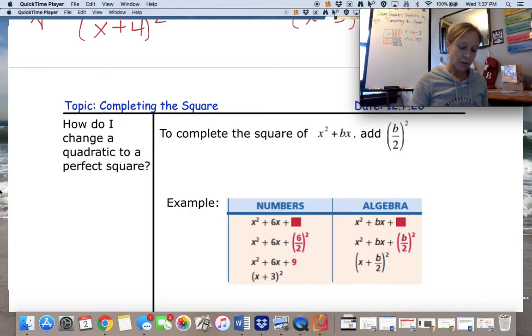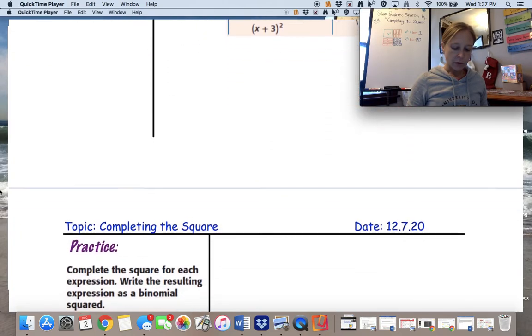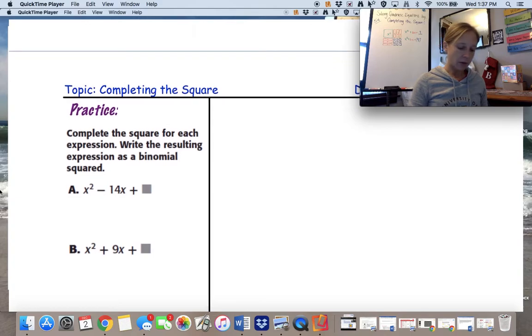So in order to do this without drawing out a picture, we just take whatever that b term is, we divide it by 2 and square it. So you can look at the example below, okay? It also uses that number 6. Okay, what's half of 6? 3. What's 3 squared? 9. That's what we need to add to complete the square. So let's just try completing a few of these, okay? Just 2 of them it looks like I've got ready for us, okay? So complete the square for each expression and then write it as a binomial squared. So we're going to complete the square and then factor it.